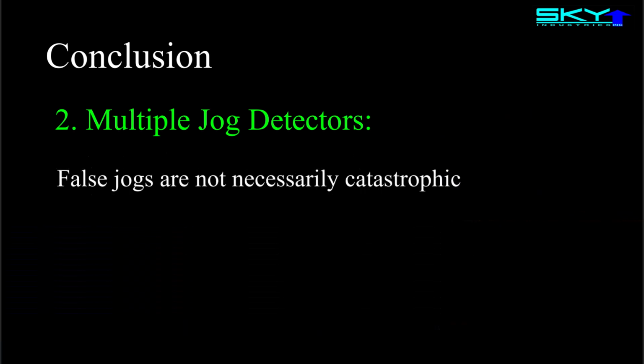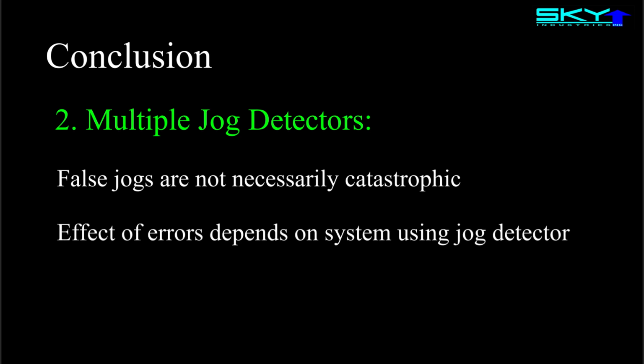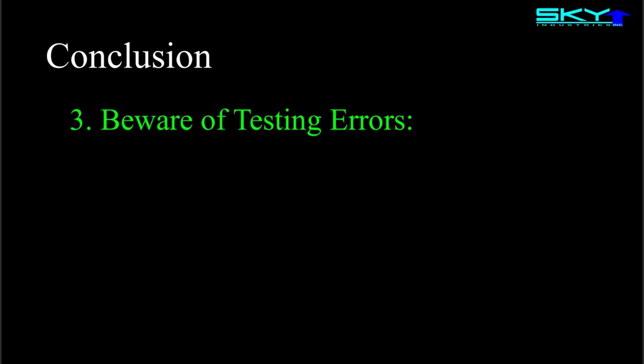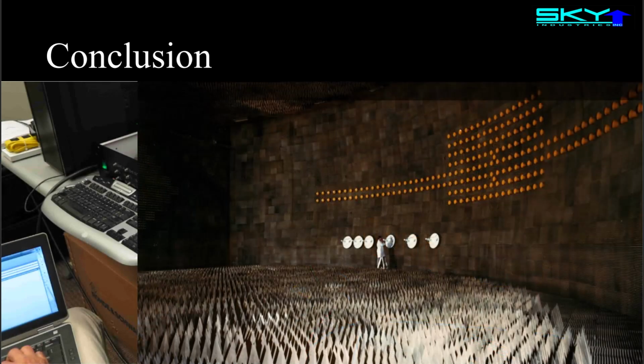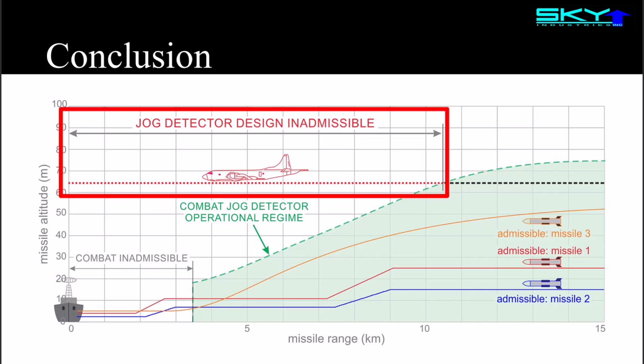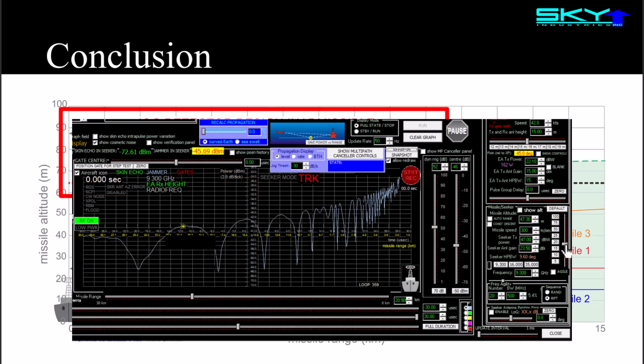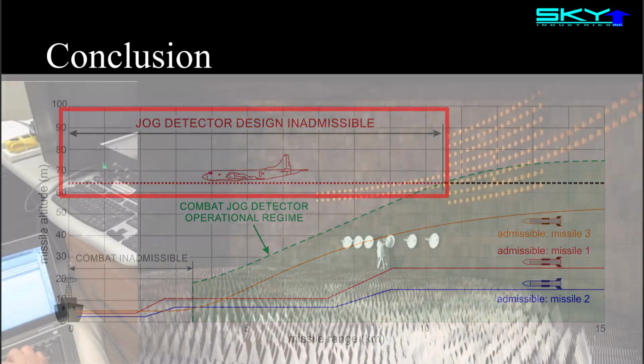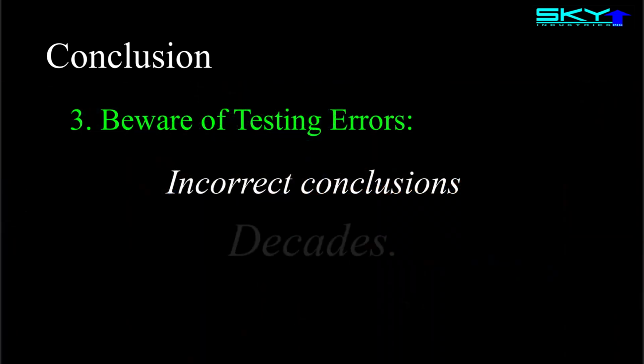False jog indications caused by multipath, by the way, are not necessarily a showstopper. The effect depends on the system that's using the jog detector, and this study does not get into that part of the problem. Lastly, it's very easy to make errors when testing a jog detector. By that I mean it's very easy to draw incorrect conclusions when testing on a lab bench or in an anechoic chamber, or especially during air carry, in which the achievable aircraft speed and altitude may be outside the jog detector's operating regime. These are the type of errors that might be nearly impossible to detect and frankly have incorrectly discredited this technology for decades.